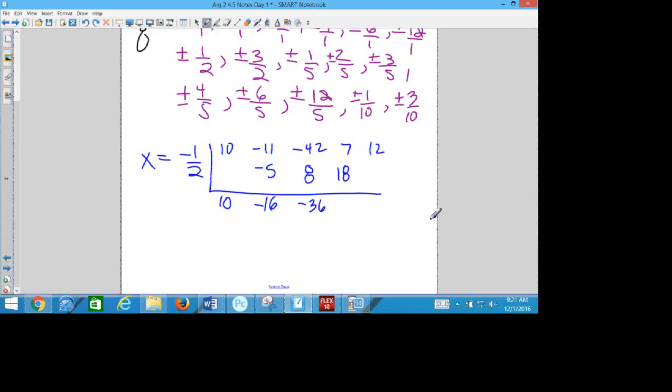That's not right, is it? It's not 36, it's 34. Okay. So I do my synthetic division. We knew that -0.5 should work, and it did.